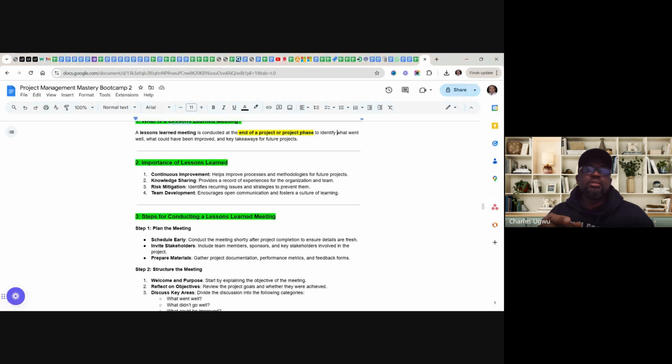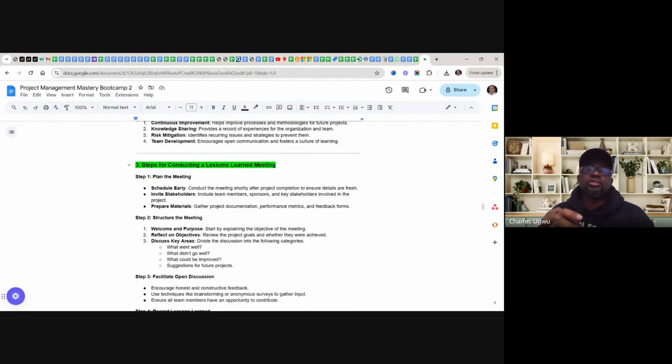And team development: encourage open communication and foster a culture of learning. So these are key importance of lessons learned. You can add more, but these are the key ones.